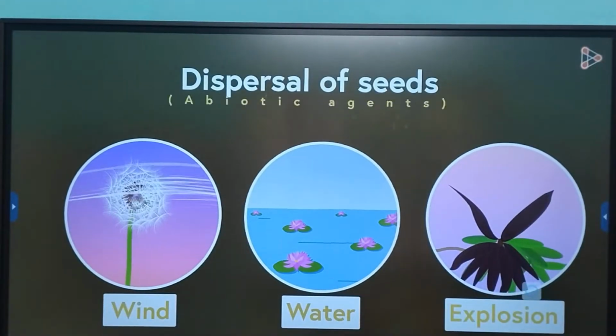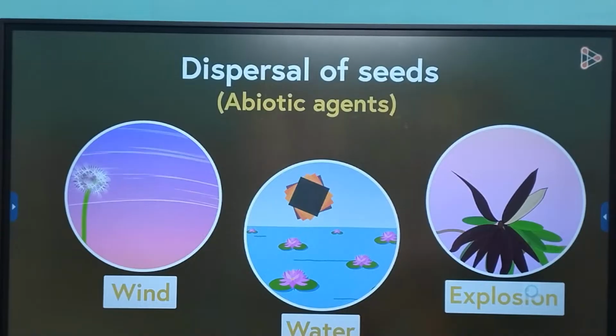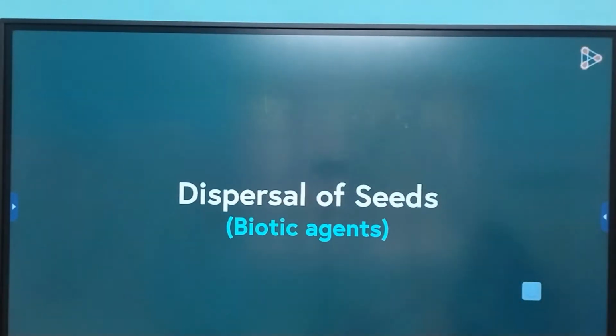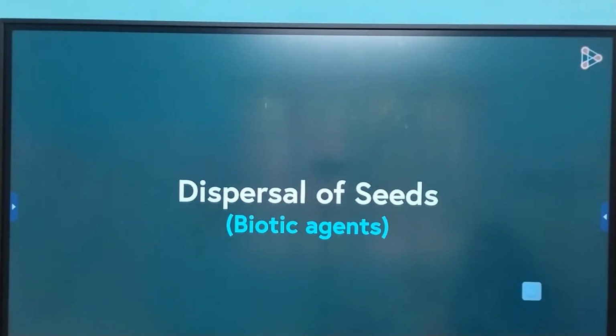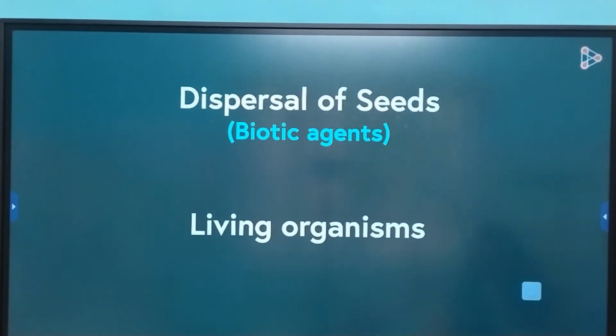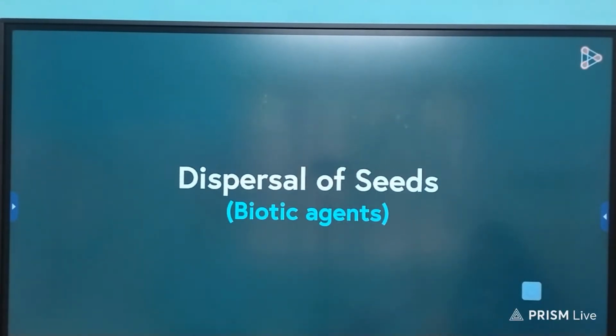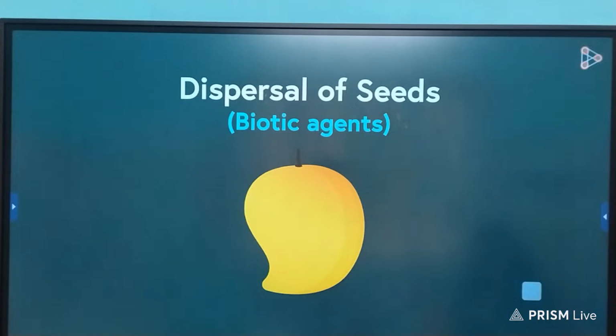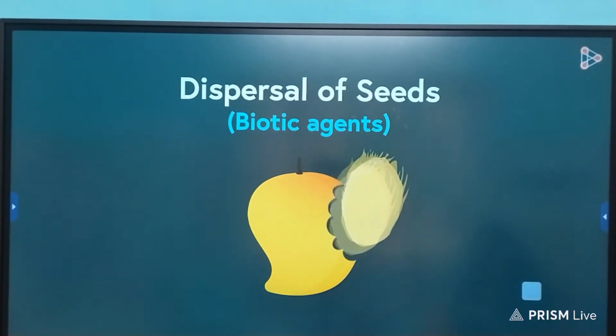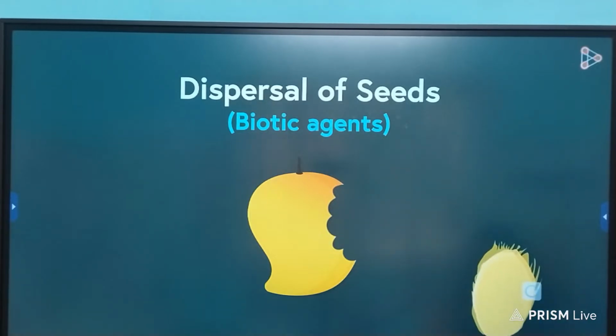Now these are all the abiotic agents. Last on the list are the biotic agents, which we will have a look at. Biotic means living organisms. So are animals also responsible for dispersal of seeds? Yes, they are. Tell me one thing. What do they do with the seeds after eating juicy fruits? They generally throw away the seeds, right? Yes, that is how seeds from a plant growing in one area reach a completely different area.